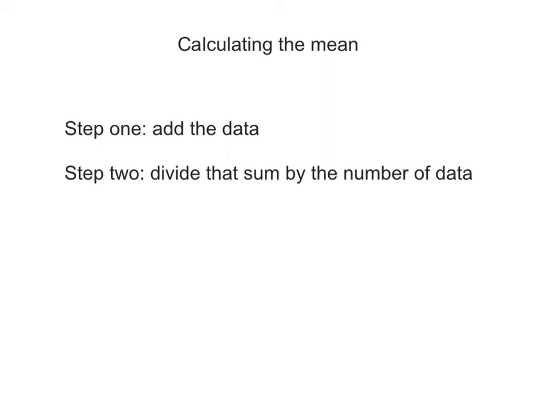All right, so whatever data you're trying to calculate the mean for, you always start by adding up all the numbers. And then the second step is to take that sum and divide by the number of the data. So if you have, for example, 5 numbers in a data set, you would add up the numbers and then divide by 5 because that's the number of the data.